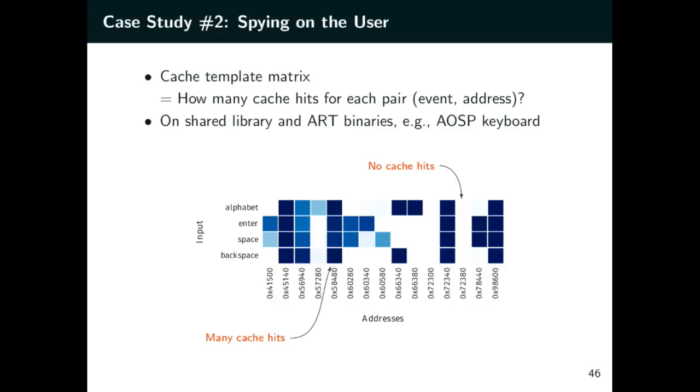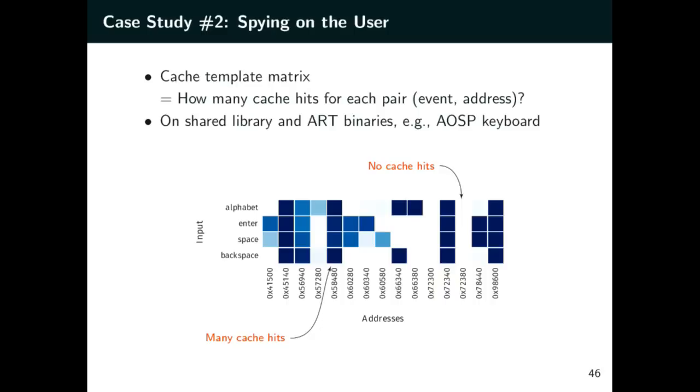Now we can also combine different addresses. For example, if we combine these 2 addresses, then we can differentiate between the backspace and the alphabet, because both the backspace and the alphabet have cache hits on this address, but only the alphabet has cache hits on this one. So basically, if we have cache hits on this address but no cache hits on this one, it means that it's the backspace. And we can differentiate between alphabet and backspace like that. And this is basically what we have seen in the demo.